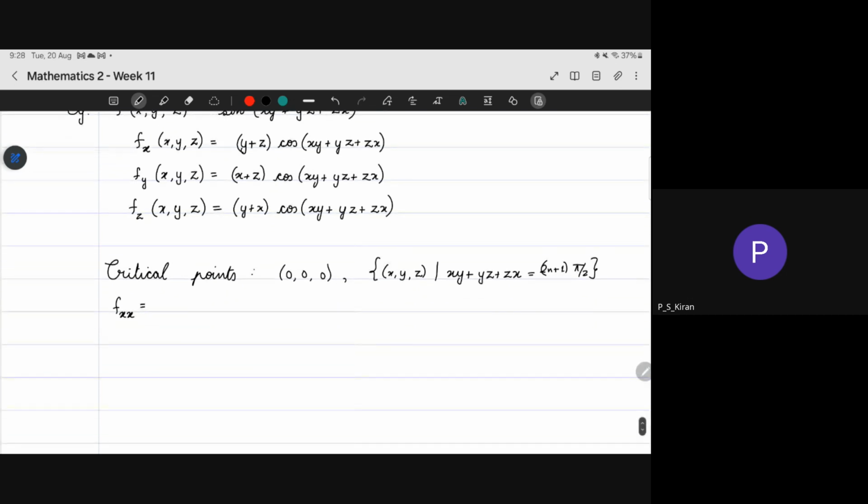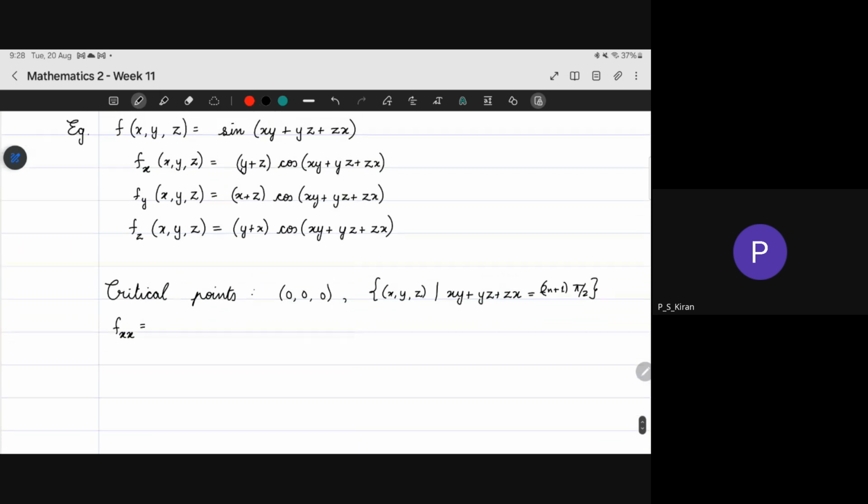Once again, I'll drop the (x, y, z) wherever it is not required. Y plus z is constant, so I'll have minus sine. I suspect I'll get something similar to the last time's thing only. This will be just this.